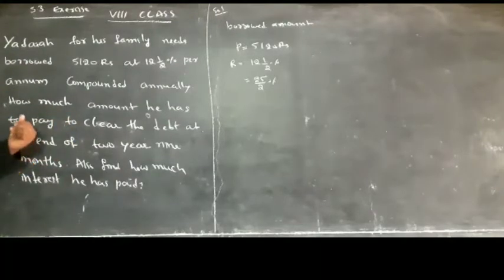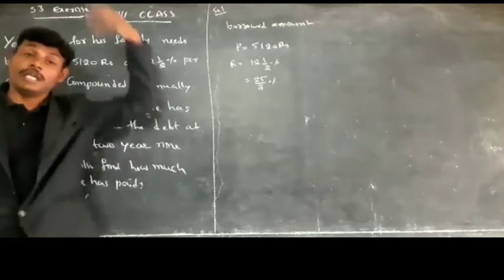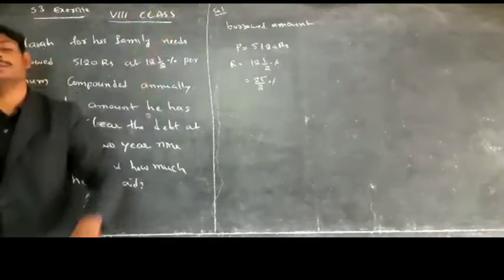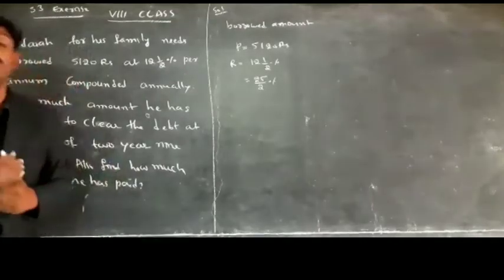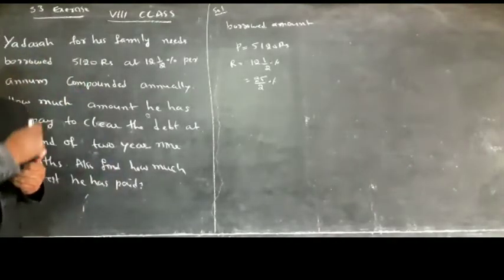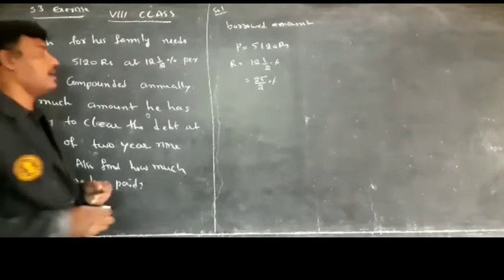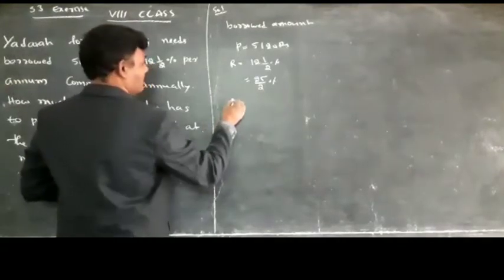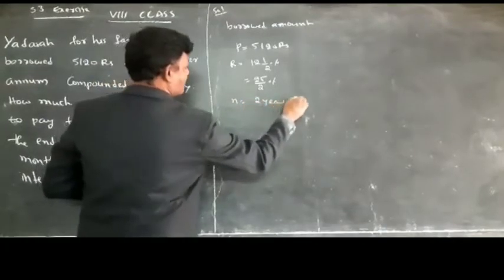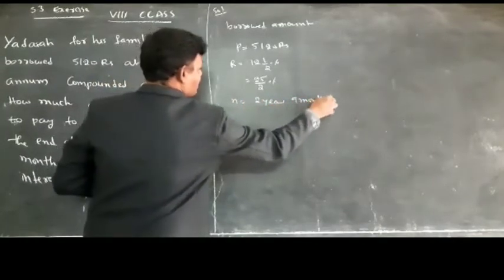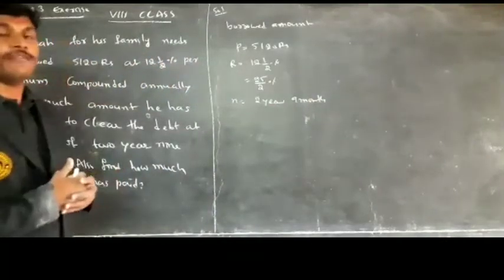To clear the debt, at the end of 2 years 9 months, he is going to pay that amount. So what is the total amount he has to pay after 2 years 9 months? You have to find it. Okay, see here, n is equal to 2 years 9 months. Interest is compounded every 1 year.